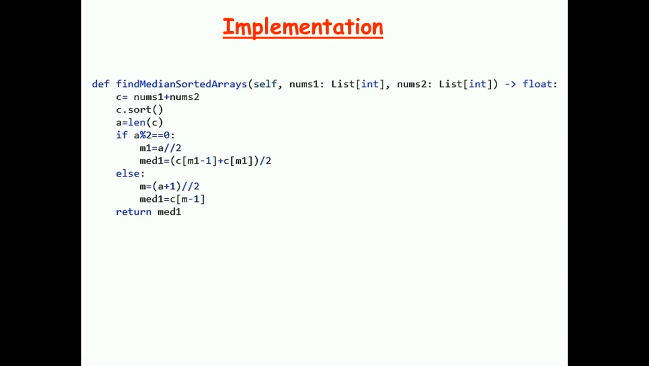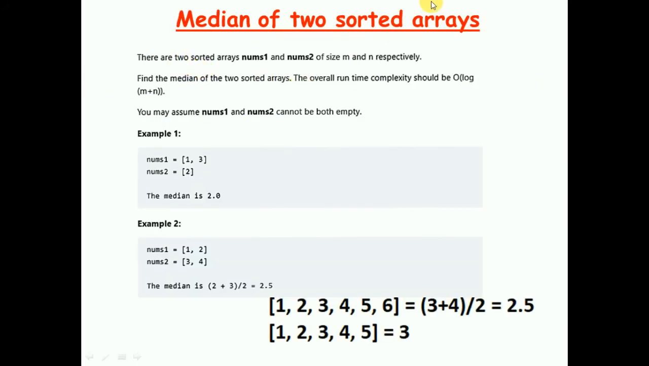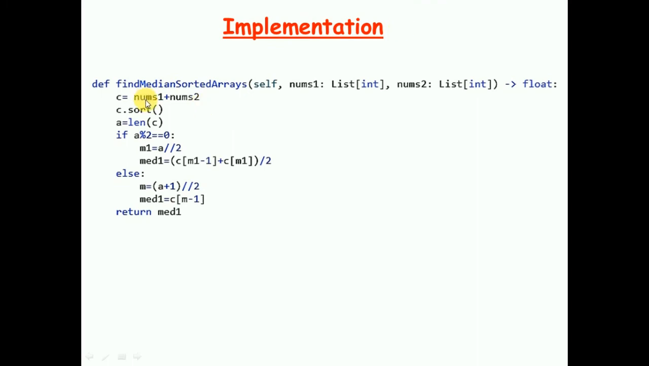So in the implementation part, I'm doing nothing special. I've just simply combined the two lists and sorted the list in order to get the median value, because they have mentioned that there are two sorted arrays. Then I've calculated the length to check whether it is even or odd. If the length of the list is even, we will get two middle values, and then we have to calculate the average.